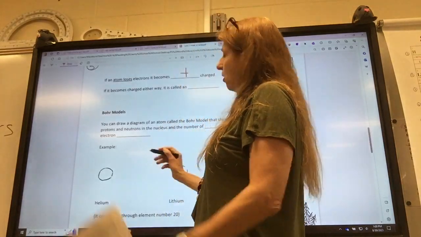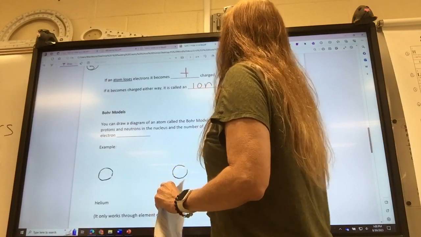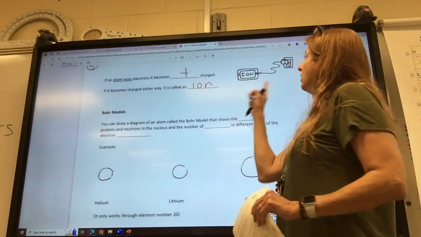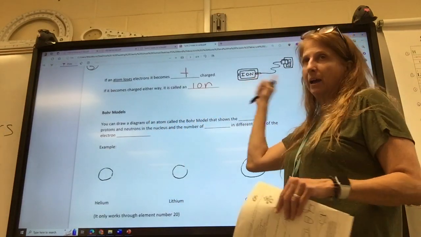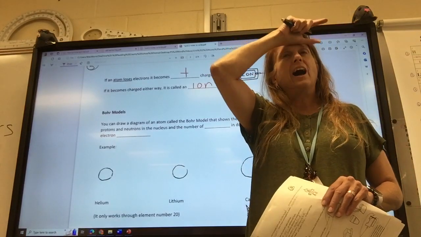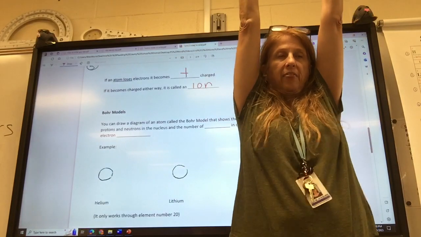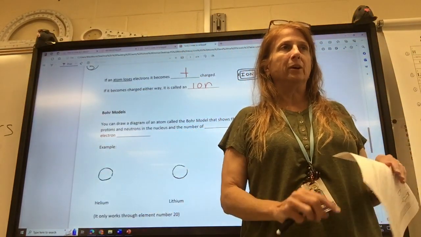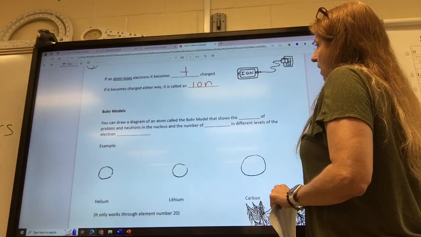If it becomes charged either way, it's called an ion. So this is your little thing to help you remember. Y'all like to charge your phones. I got one charging right now. Everybody imagine the word ion on your phone so you can remember that an ion is a charged atom. An isotope is a fat or a thin atom. Can you remember it, even though they both start with the letter I? It's a little confusing.